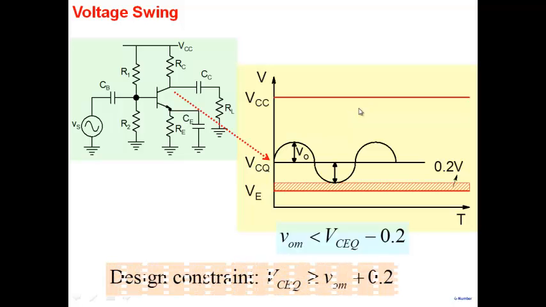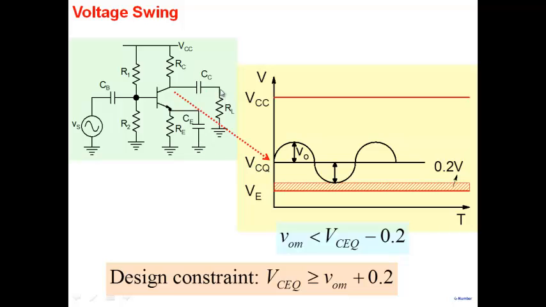So that's one limit. So if you want a particular value of swing, let's say you're looking for 2 volt swing, then obviously you should bias your transistor in such a way that collector emitter voltage is larger than 2.2. You have to ensure that. So that's telling you how to choose a bias point. That all depends on how much swing you want here. And how much swing do I want here?